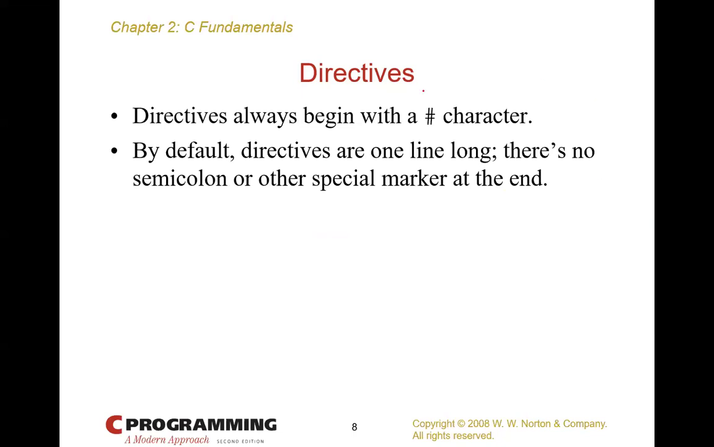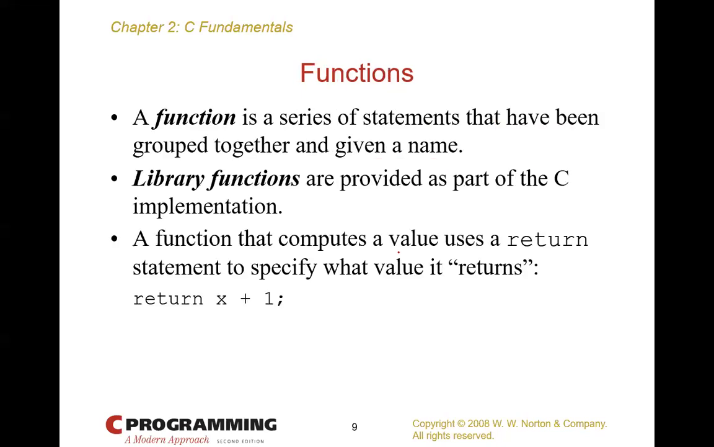Directives always begin with the hash character. This is important. Directives always begin with the hash character, and they are always one line long, which means you cannot write two directives on the same line. This is important. You don't use anything to separate directives, you just must write them on separate lines.